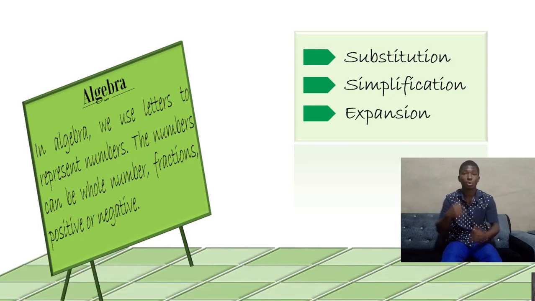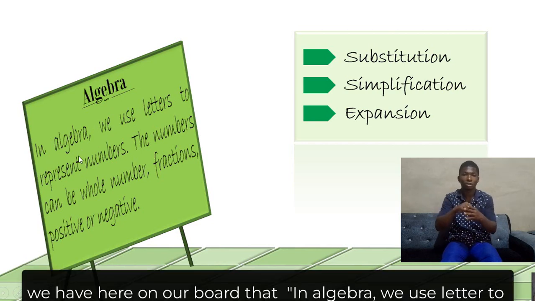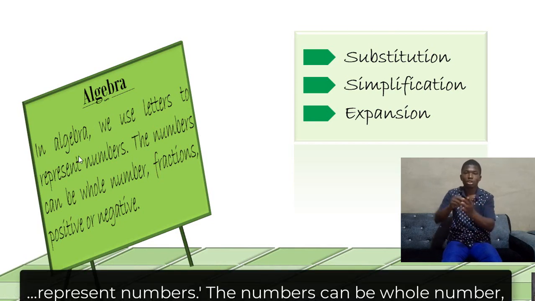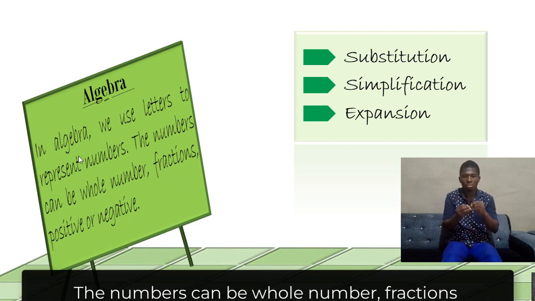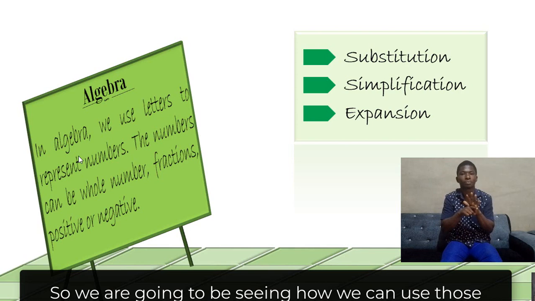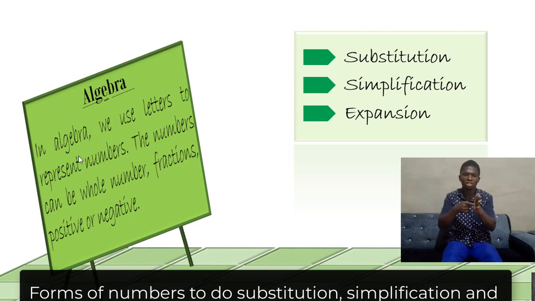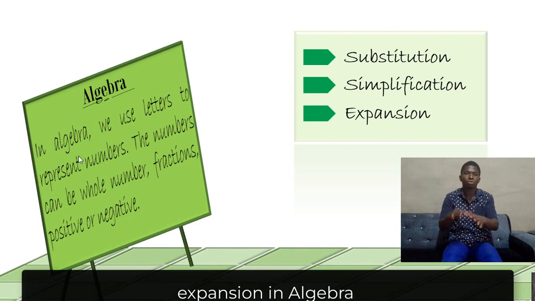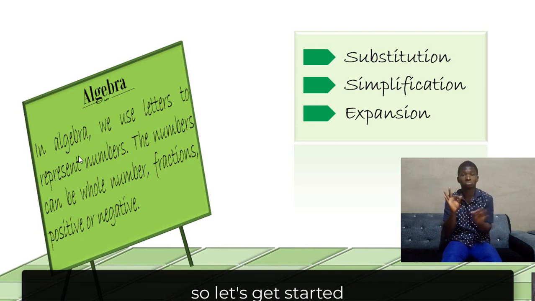So we have here on our board that in algebra we use letters to represent numbers. The numbers can be whole numbers, fractions, positive or negative. Alright, so we're going to be seeing how we can use all these forms of numbers to do substitution, to do simplification, and also to do expansion in algebra. Okay, so let's get started.